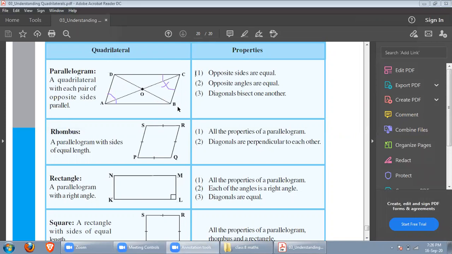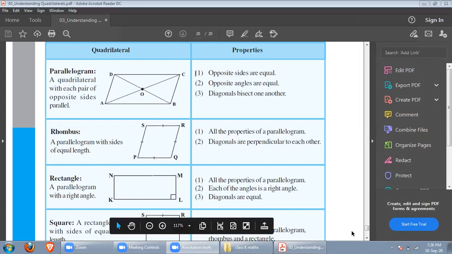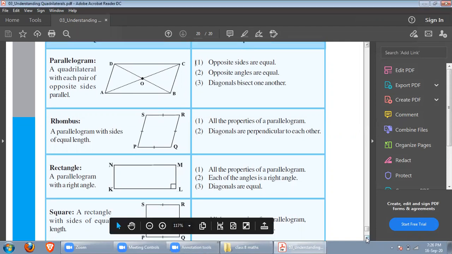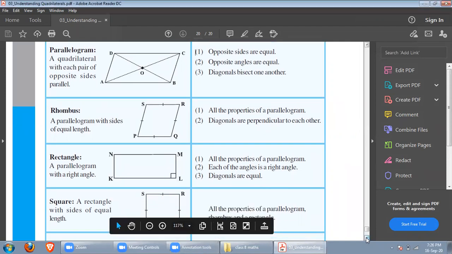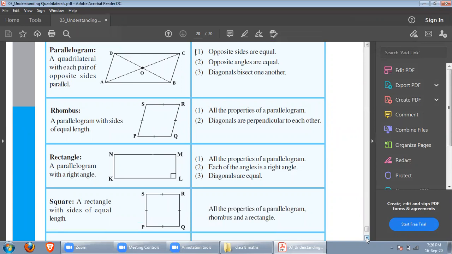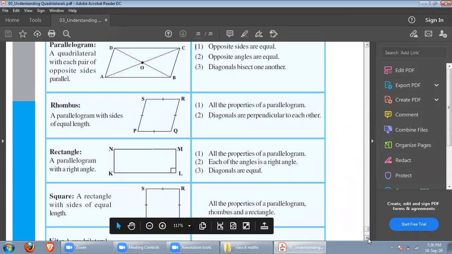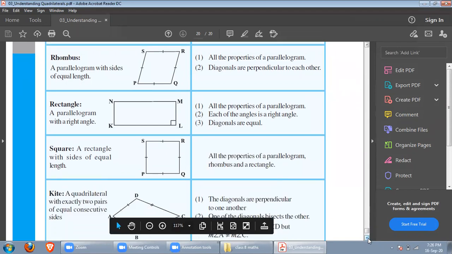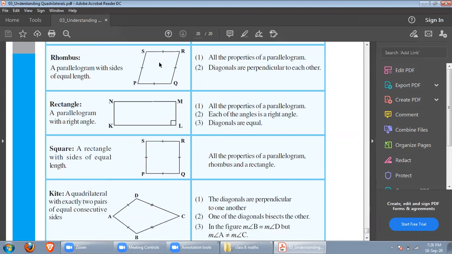So opposite angles are also equal in a parallelogram. The adjacent angles are supplementary in a parallelogram. The opposite sides are parallel as well as equal, and the diagonals bisect each other in a parallelogram. We have talked about rhombus. Rhombus is also a parallelogram. The additional property was that all the sides are equal in length, and the diagonals are also perpendicular to each other, in addition to bisecting each other.